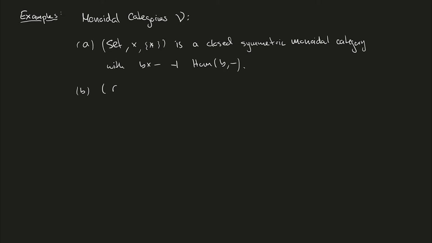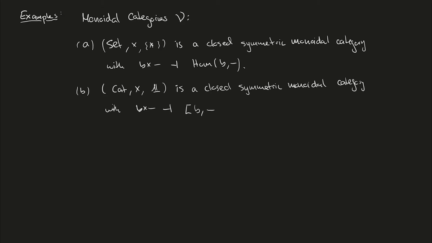Our second example will be the category of categories, with the usual product of categories and the one element discrete category as the monoidal unit. And this is also a closed symmetric monoidal category. And in this case, taking a product with B on the left has as right adjoint the functor category from B to some other object.